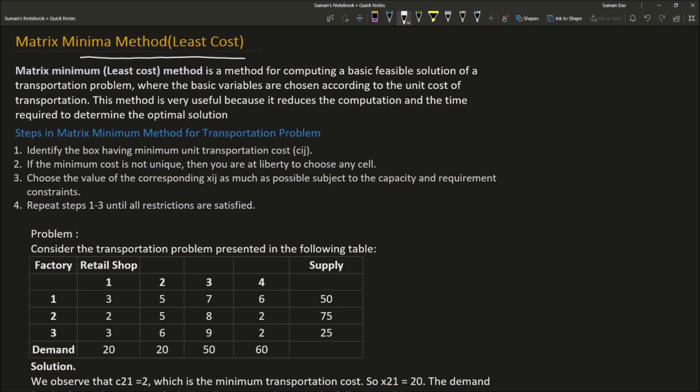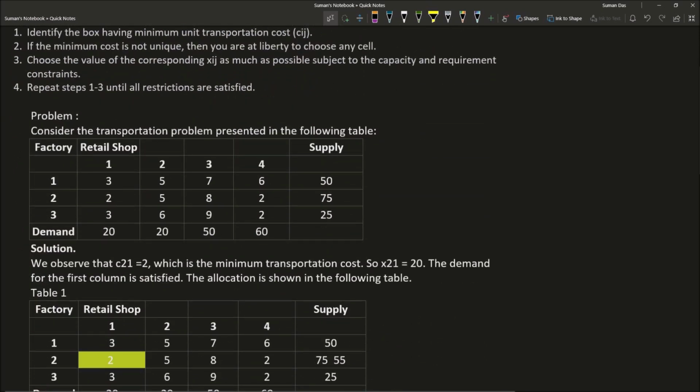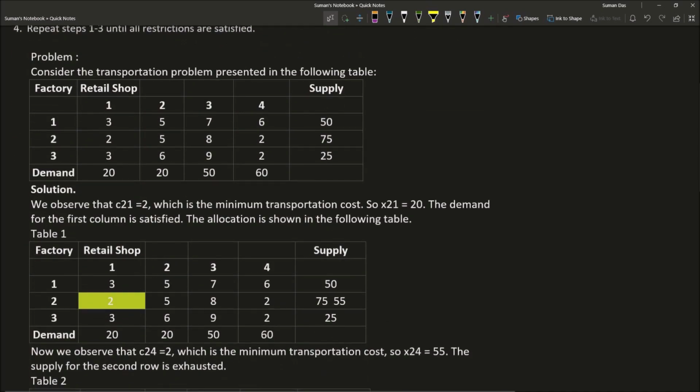Now we will proceed with that method using an example. Let us suppose this problem. Here we have some cells, and in the cells, 2, 2 and 2 are the lowest cost values, but all are the same, so we may choose any one of them.